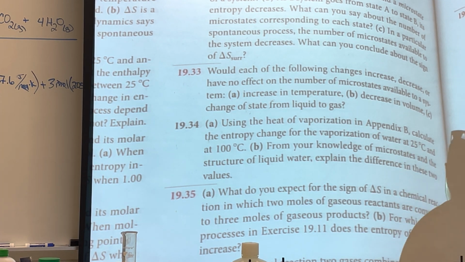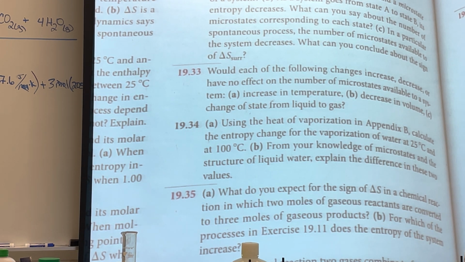Let's just even say salt into water. What form is salt in the solid state? Ordered or random? Ordered. When I put it into water, these are going to dissociate from one another, get surrounded by the water molecules, and they just have total freedom, right? So what's happening to entropy? It increases.